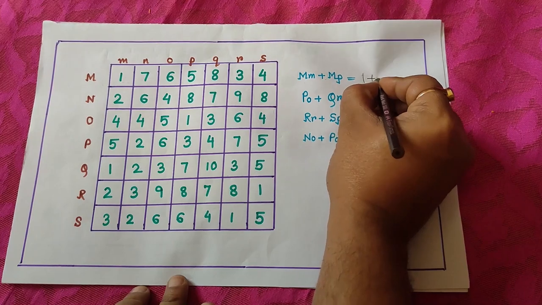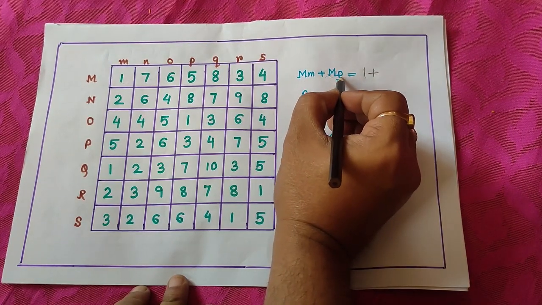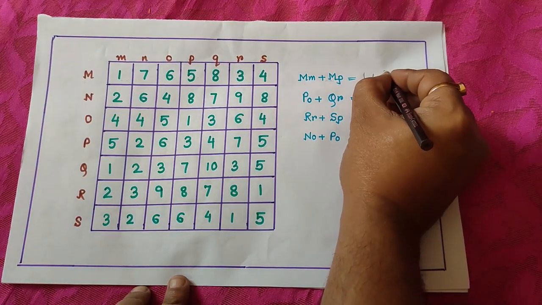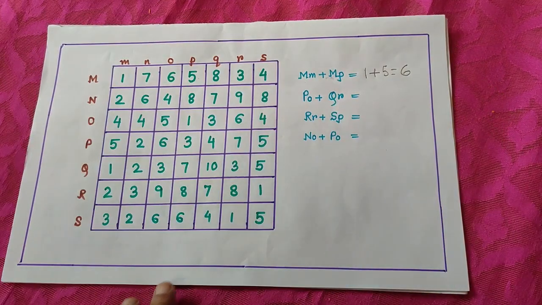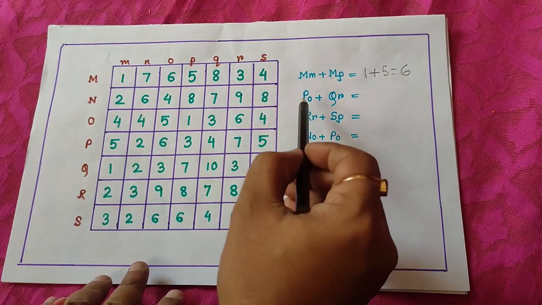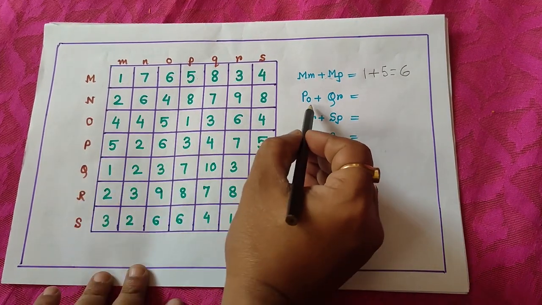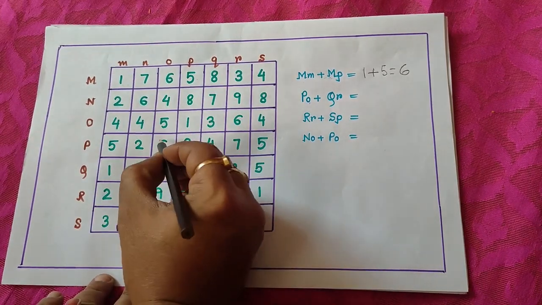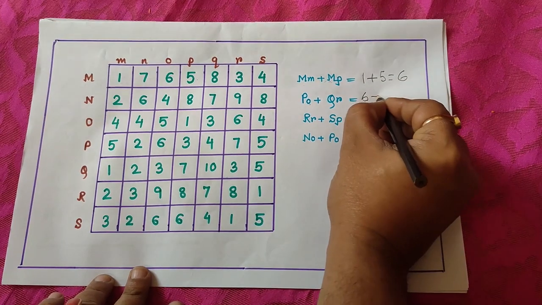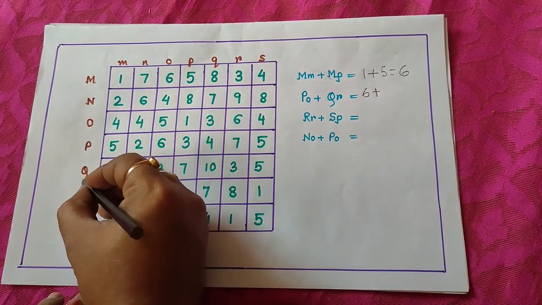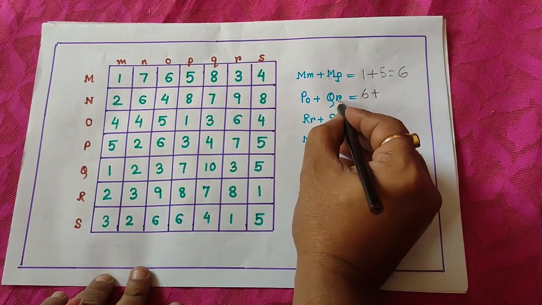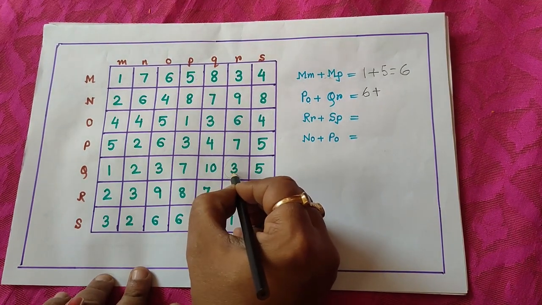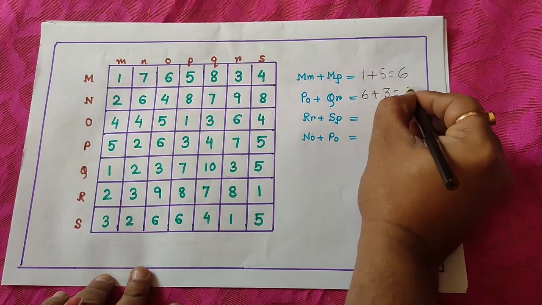Next we have the plus symbol, so plus, capital M, row, P, column. So capital M row means this row, P column is 5, so 1 plus 5, addition is 6. Similarly, P, small o: row wise P, this is row, and small o is 6, so P and O is 6. Then again plus sign, capital Q is this row, and small r is this column. So capital Q meets small r here, so 3. So 6 plus 3 is 9.